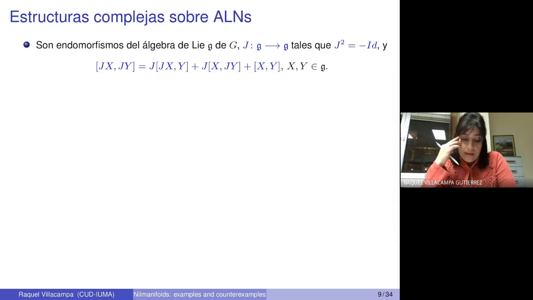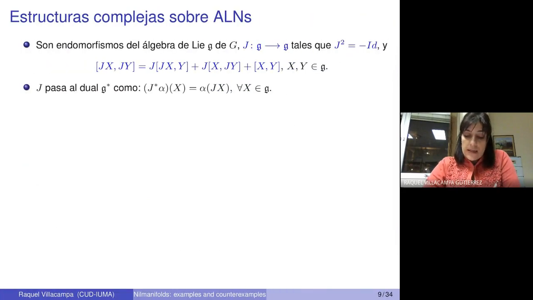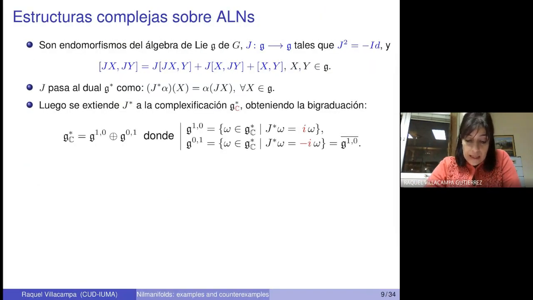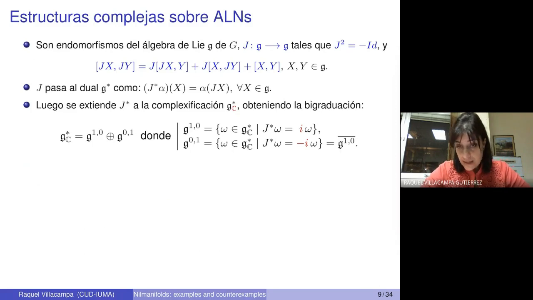For that, we define an endomorphism of the Lie algebra such that its square is minus the identity and satisfies the Nijenhuis condition. This complex structure can pass to the dual. I mean, we define this complex structure on forms in this way here. And now we can complexify the Lie algebra. In this case, the complexification of the Lie algebra splits into two summands, the eigenspaces associated to the eigenvalues i and minus i, which are the eigenvalues of the complex structure J.